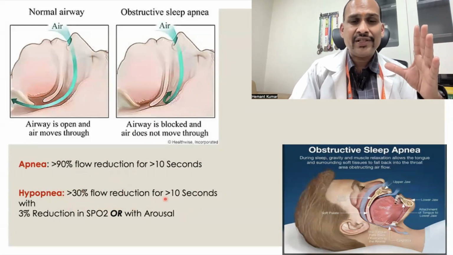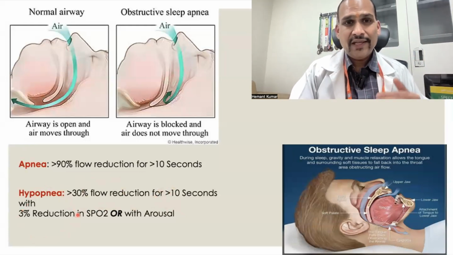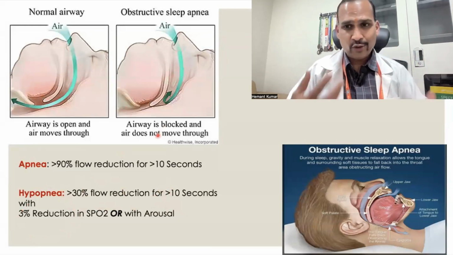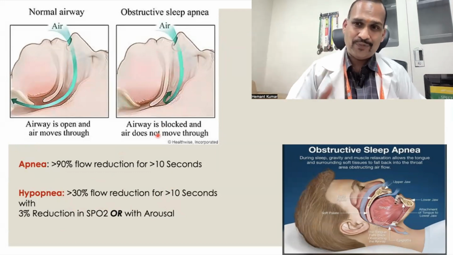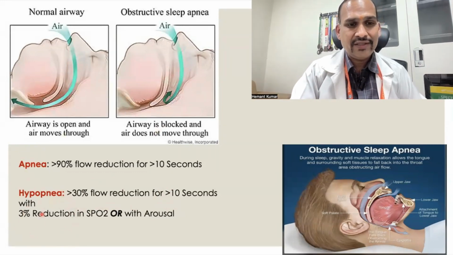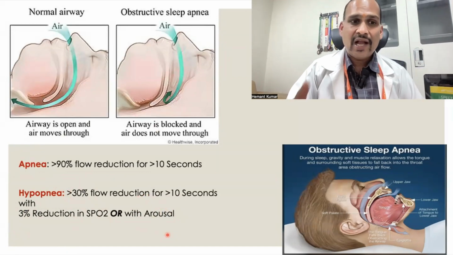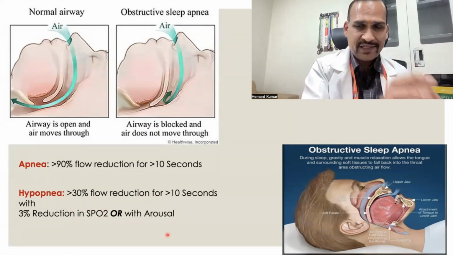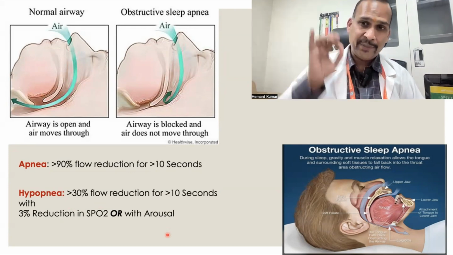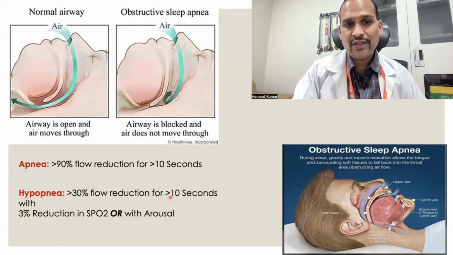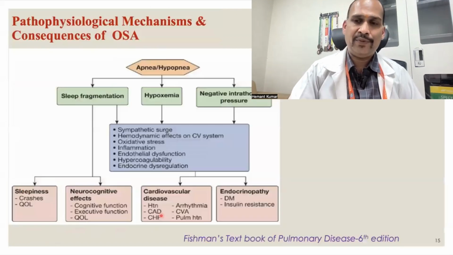For a 30% reduction for 10 seconds with a drop in saturation, because if air does not go inside, the body will not get oxygen, so oxygen saturation will drop. If there is a 3% drop in saturation along with 30% reduction, this is hypopnea, or arousal. If a patient has 30% reduction for 10 seconds and the patient is getting up, the patient is having arousal. That is hypopnea. So apnea is complete cessation or 90% reduction. Hypopnea is 30% reduction with low saturation or arousal. This is apnea and hypopnea.